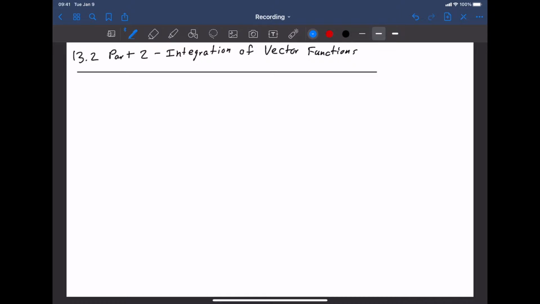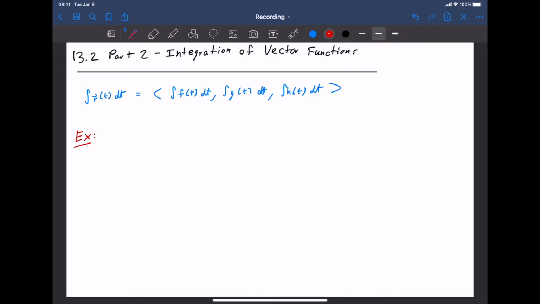So the integral of a vector function r of t dt is going to be the integral of the f component with respect to t, the integral of the j component, and the integral of the h component. Okay? And so we're going to have all the same integration properties we used to have, and we're just going to walk through some examples.